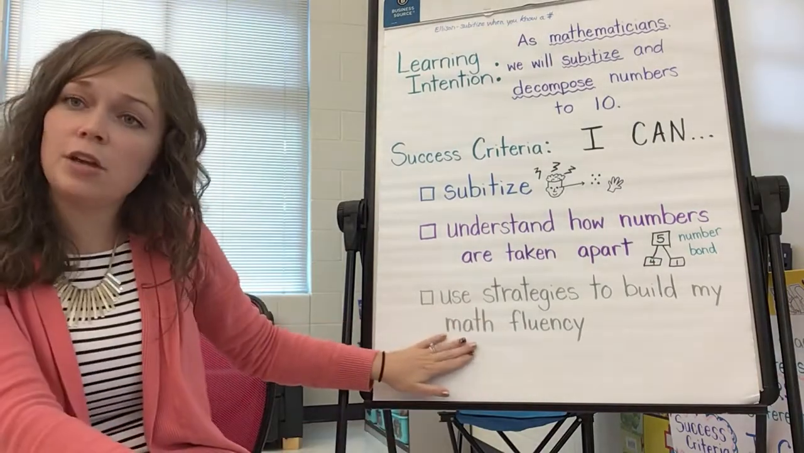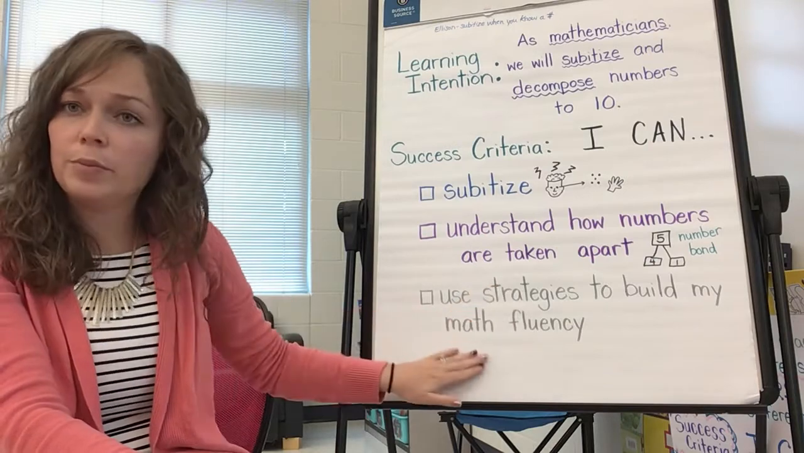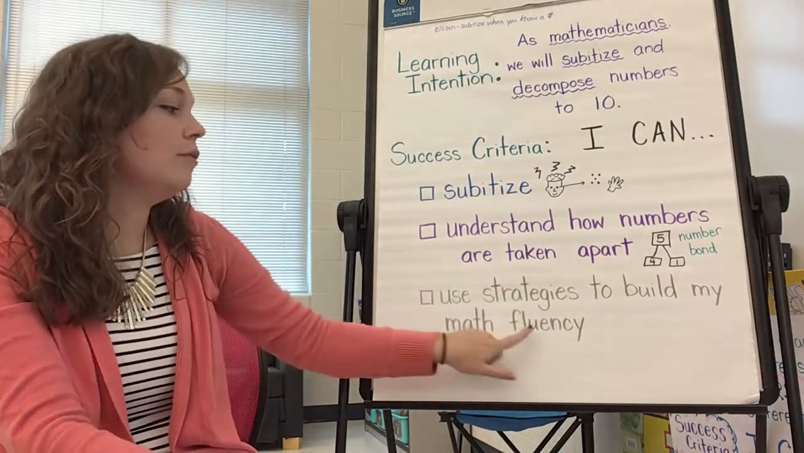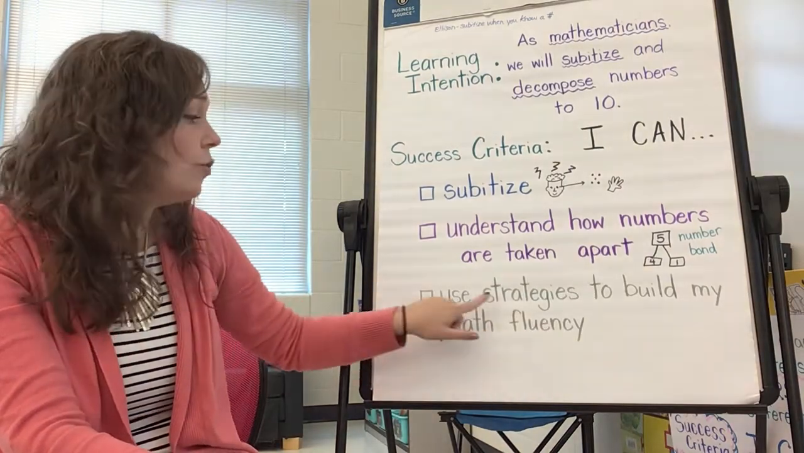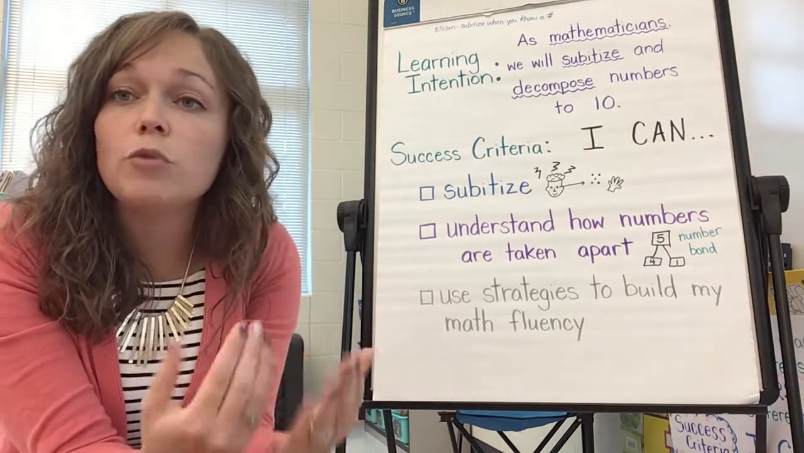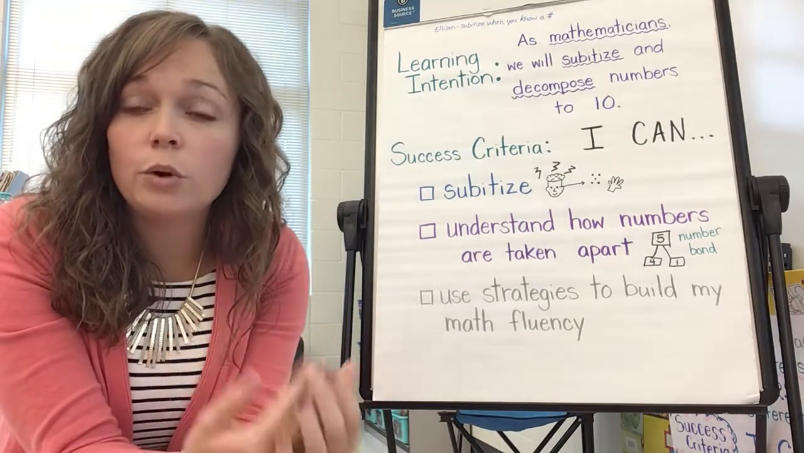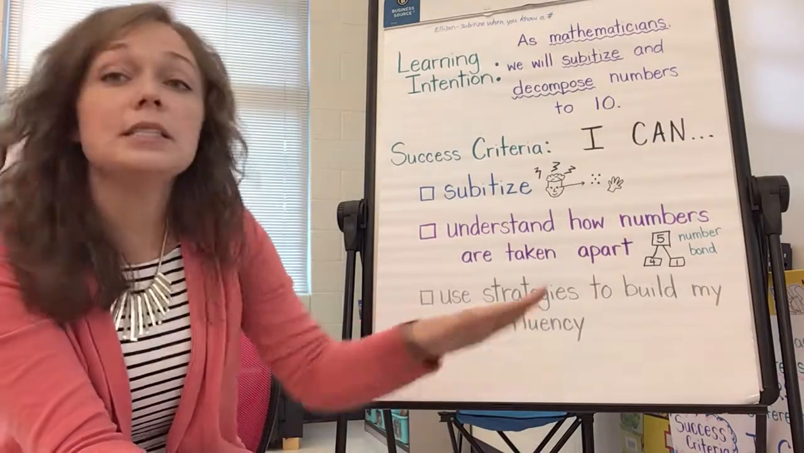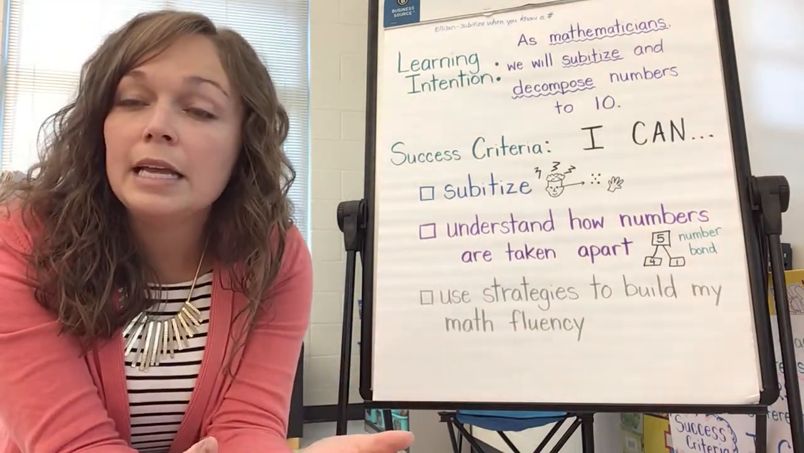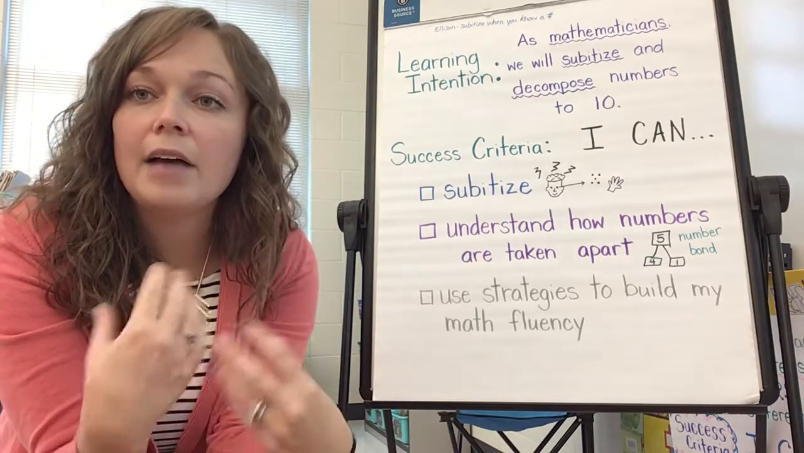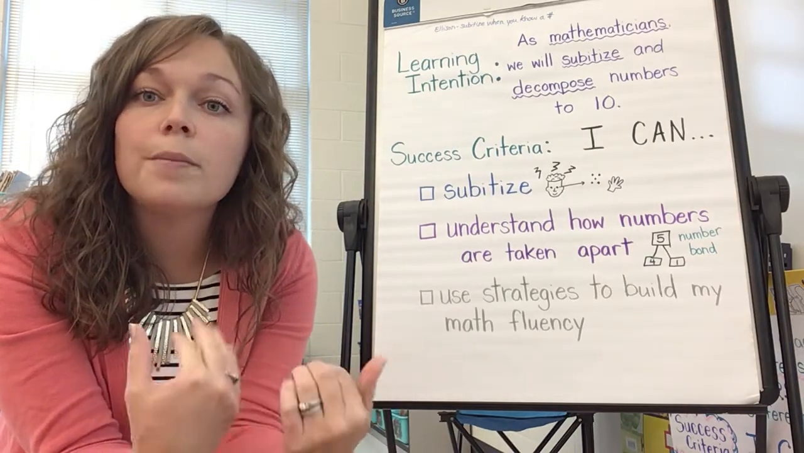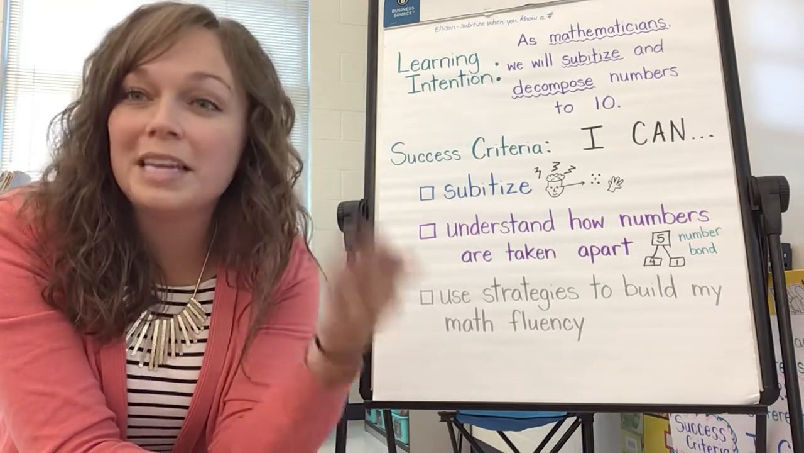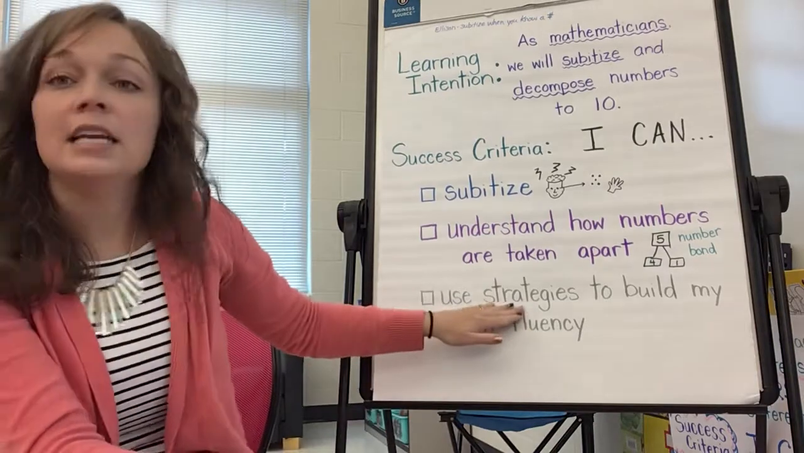But we haven't touched on this one down here, which is kind of where I want to bring our focus today. It says, use strategies to build my math fluency. And strategies are just anything that you practice or do in your brain or use to help yourself get better at math, right? And that fluency piece is what we talked a little bit about in reading, being more automatic at something, not having to sit there and solve it. So math fluency is this idea that your brain can do math more easily or more quickly using different strategies.